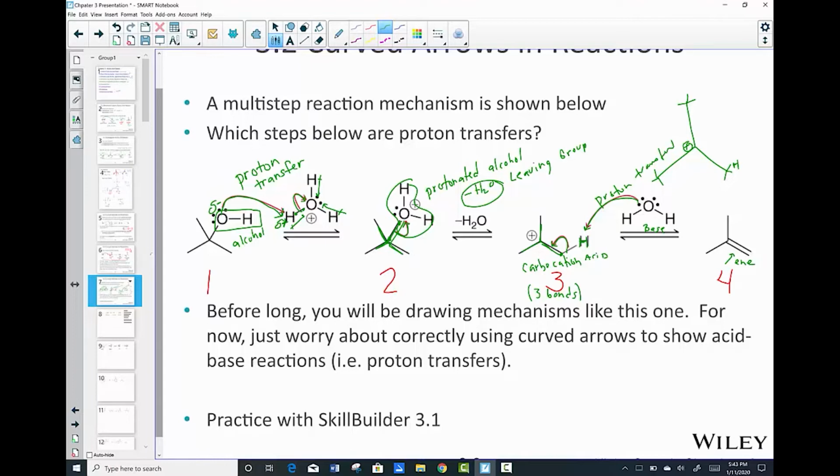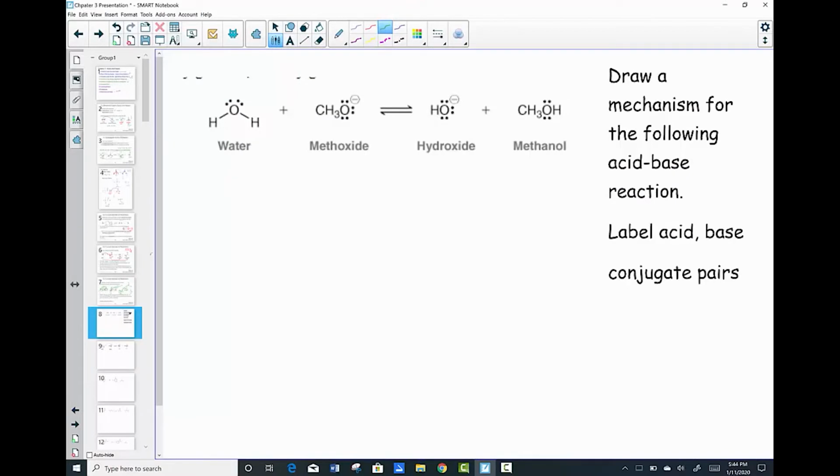So I pulled these from your skill builders. Write these out with me in your notes and you'll be that much closer to having them done for your homework. It asked us to draw a mechanism for the following acid-base reaction and then label acid-base and conjugate pairs.